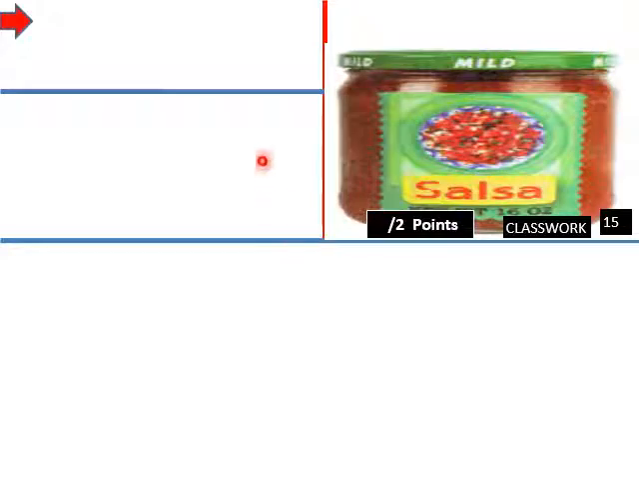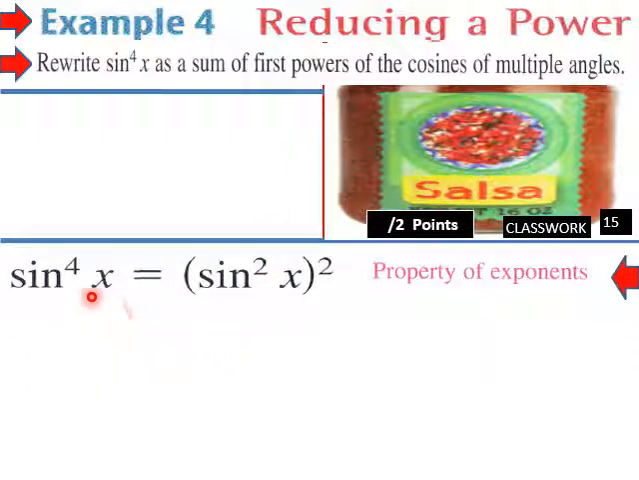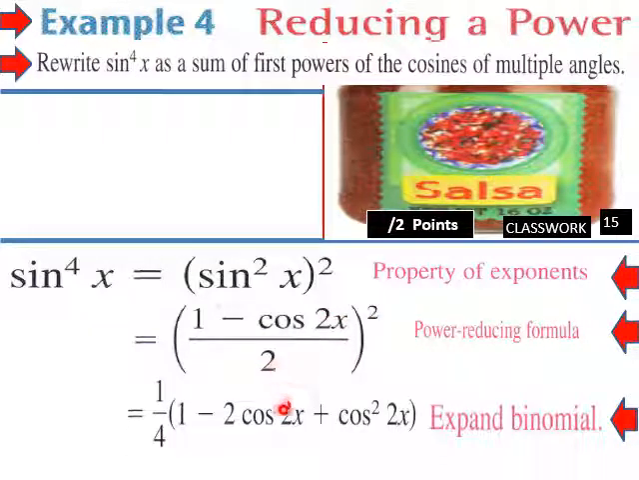Okay, let's go and try another example here. Example 4, reducing a power. Rewrite sine to the 4th x as the sum of first powers of the cosines of multiple angles. So sine to the 4th x will be the same thing as sine squared x squared, property of exponents. And then we can reduce this back using our 1 minus cosine 2x squared over 2, using our power reducing formula. And then again we can factor out a 1/4 here.